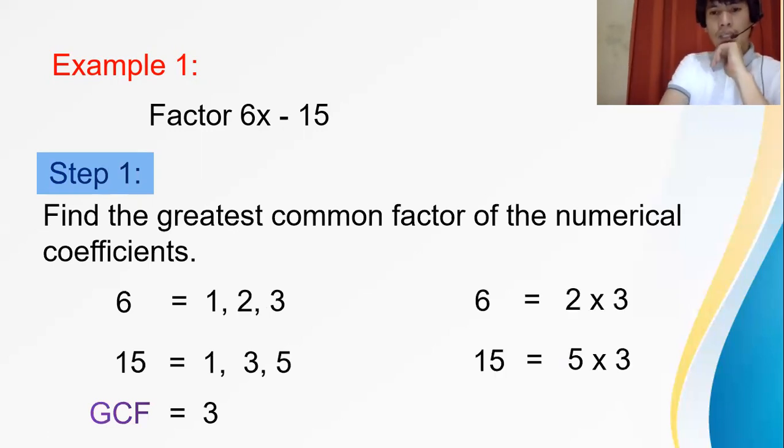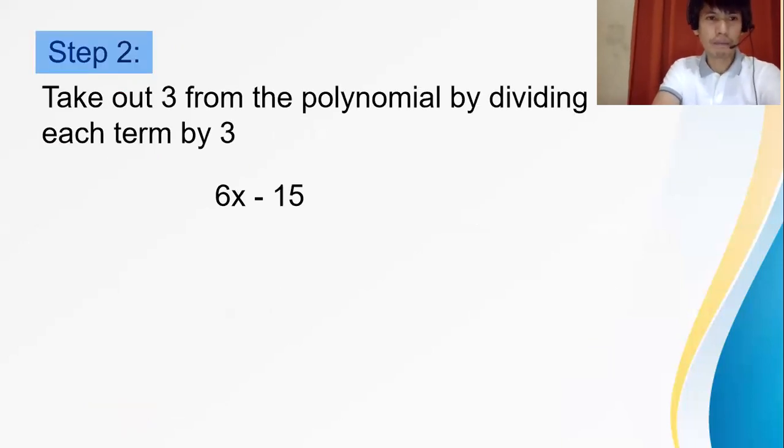Or, pwede rin itong ganito, yung ginawa natin kanina. 2 times 3 is 6. 5 times 3 is 15. And therefore, the answer is 3. Greatest common factor is 3. Next, step 2, take out 3 from the polynomial by dividing its term by 3. So, 6x minus 15, and yung greatest common factor natin is 3.